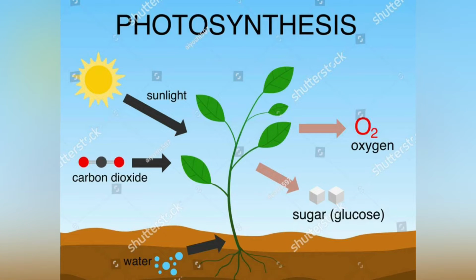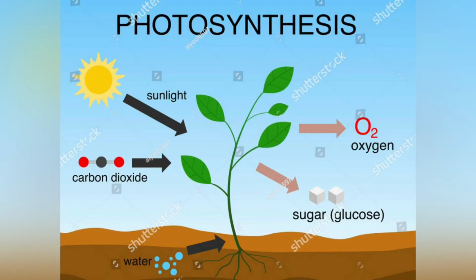Photosynthesis is a process used by plants and other organisms to convert light energy into chemical energy that, through cellular respiration, can later be released to fuel the organism's activities. Some of this chemical energy is stored in carbohydrate molecules, such as sugars and starches, which are synthesized from carbon dioxide and water, hence the name photosynthesis, from the Greek phos, putting together.